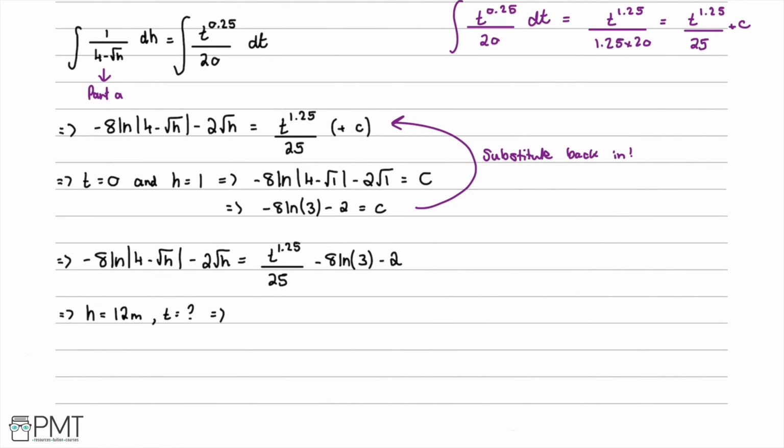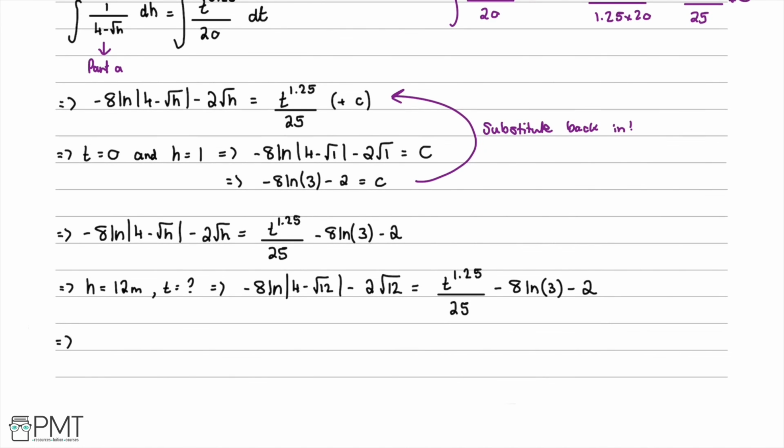So what we can do is take our new expression and substitute in h equals 12 and then solve for t. So we're going to have negative 8 ln of 4 minus the square root of 12, and we have our absolute value signs again, and then we take away 2 multiplied by the square root of 12, and then that is going to be equal to t to the power of 1.25 divided by 25, and then we take away 8 ln 3 and 2. So the next stage is for us to rearrange and to solve for t.